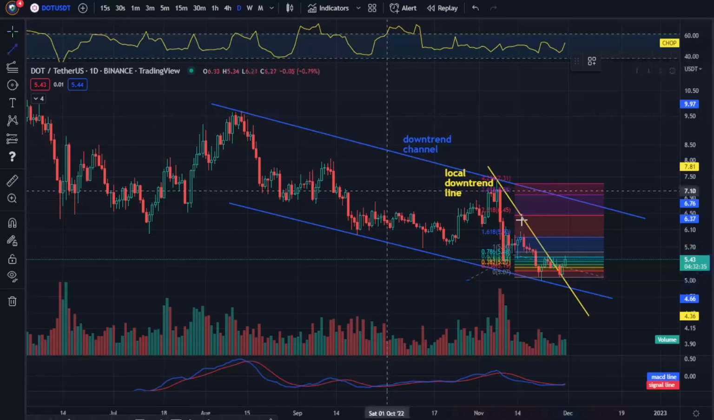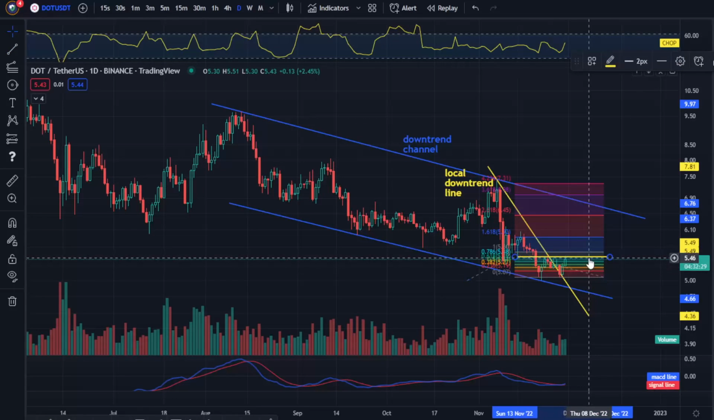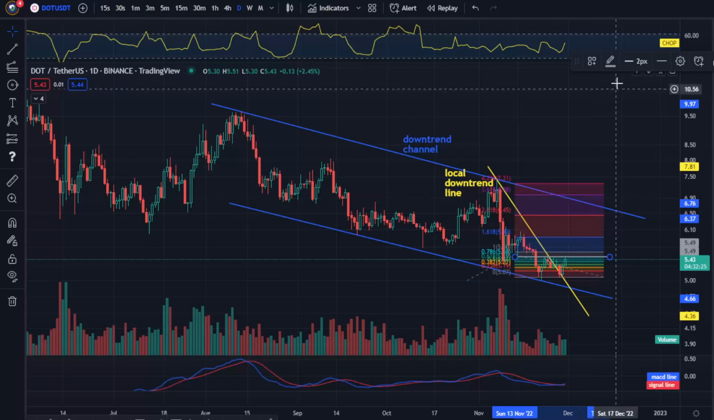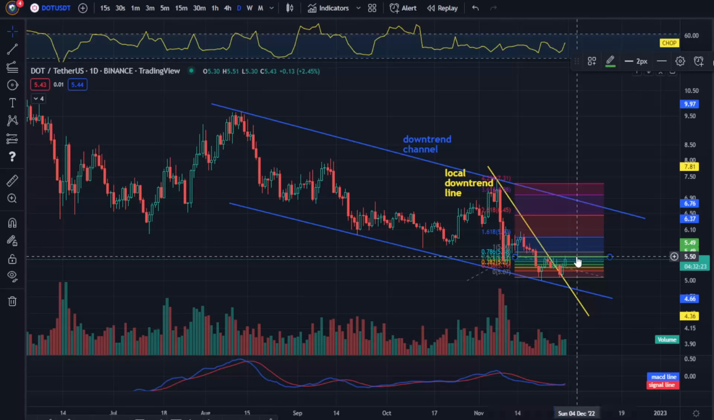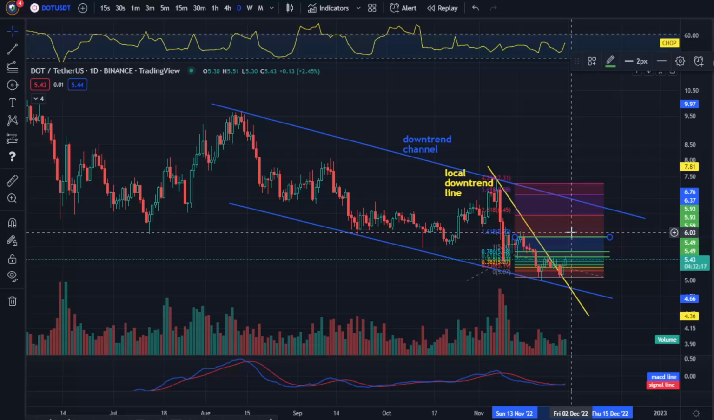First, we will check the situation with the resistances that the price has to overcome, and here we see that we have the first resistance at $5.49, the second at $5.59, the third at $5.93, and the fourth at $6.46.